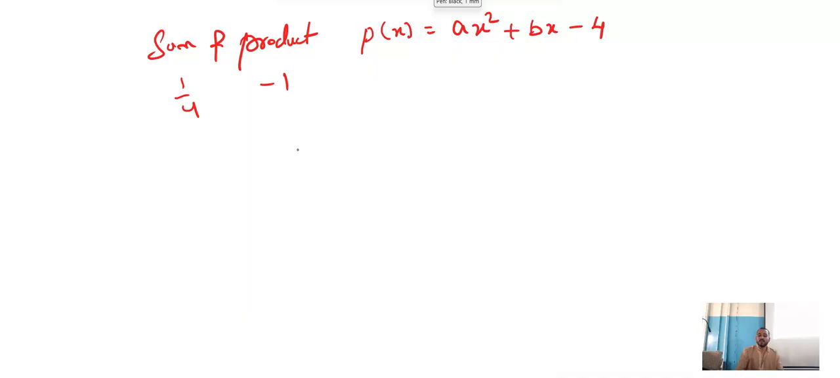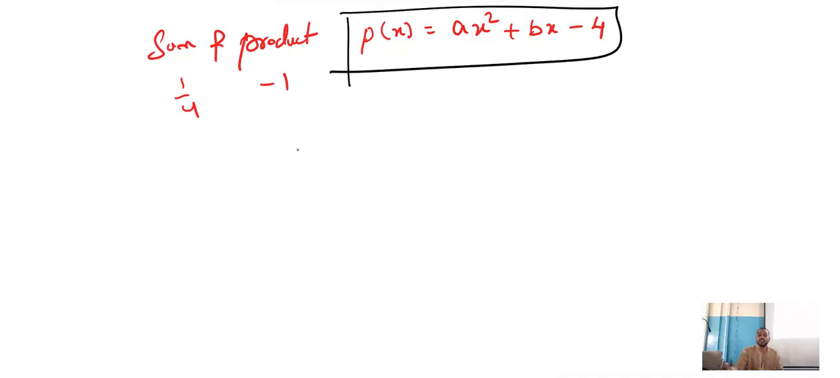Now they have given the expression P of x equals ax square plus bx minus 4. From this, what do we get to know? The value of a is a only. Value of b is b only. Value of c is minus 4. In place of a, we have a. In place of b, we have b. In place of c, we have minus 4.